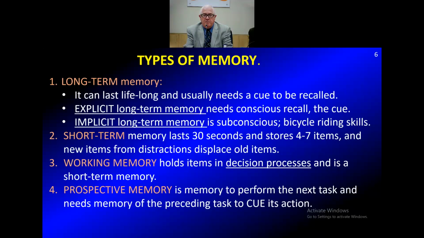It only lasts 30 seconds, and you can only store 4 to 7 items in that memory. And any new item that's added to that memory by a distraction will displace 1 or 2 of the old items completely out of your memory. There's a thing called working memory, which is involved in decision processes, and it's a variant of short-term memory. And then there's something called prospective memory. It's the memory to perform the next task. So it needs memory of the preceding task to cue its action. And this is the big center point of where all anesthesia drug errors happen, following a distraction.